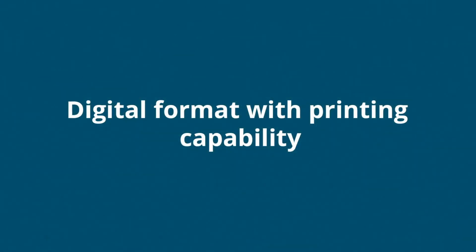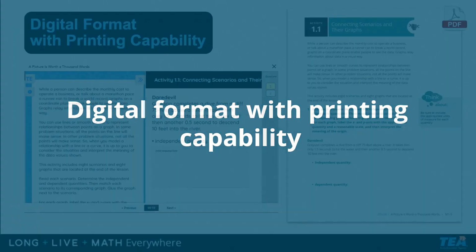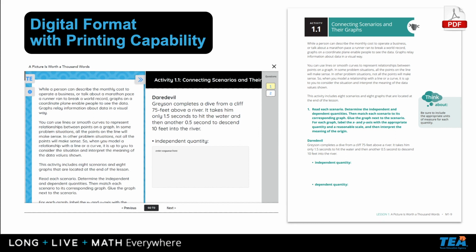The fifth element is digital format with printing capability. We know that access to technology presents a challenge in remote learning, so materials can be easily printed. Teachers no longer have to create different materials for 2 different settings, as all materials are accessible in the LMS and may also be downloaded for printing.